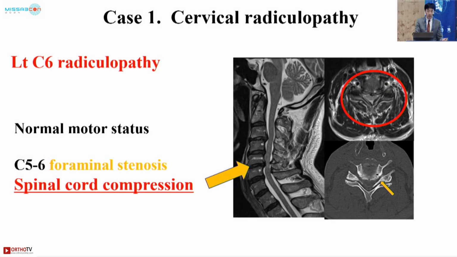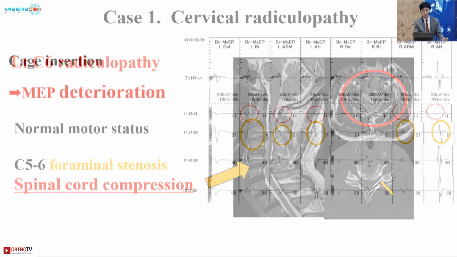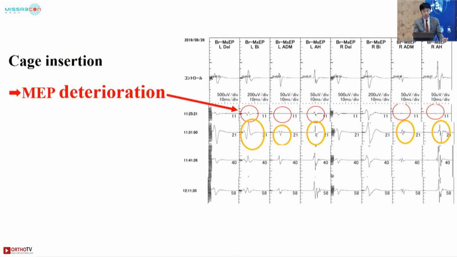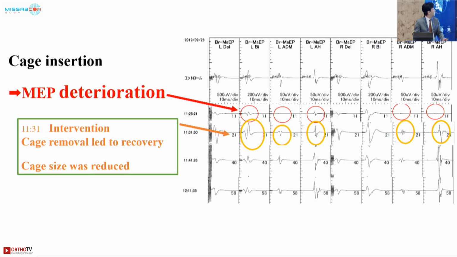In this case, a patient presented with left C6 radiculopathy without any muscle weakness. MRI confirmed spinal cord compression at C5-6 with foraminal stenosis. During the anterior fusion surgery, MEP amplitude worsened on cage insertion in both the upper and lower limbs, and removal of the cage resulted in recovery.